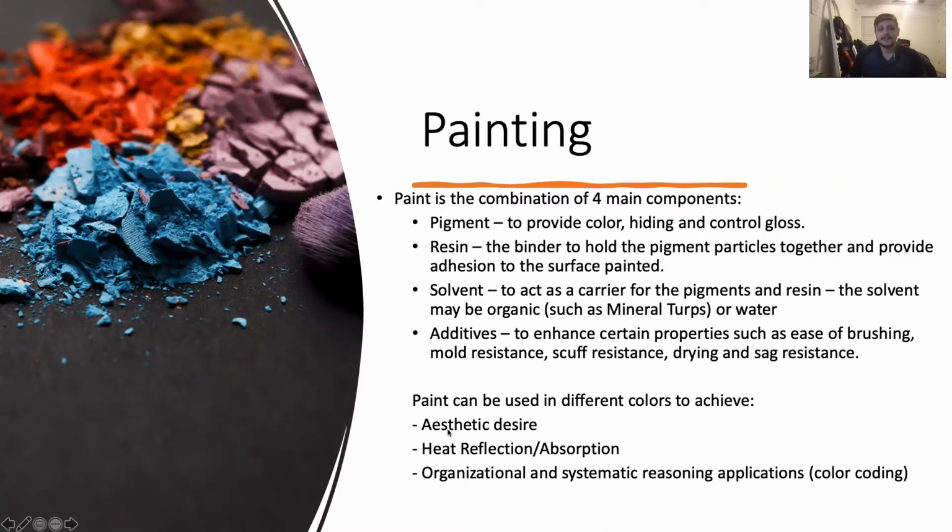Finally, paint can be used in different colors to achieve aesthetic desire, heat reflection and absorption, and organizational or systematic reasoning applications. So basically, when you're in a warehouse and just want to know what part of the system your part is in, or what direction your manufacturing is moving, depending on a color-coded part, it's an easy way to do that.